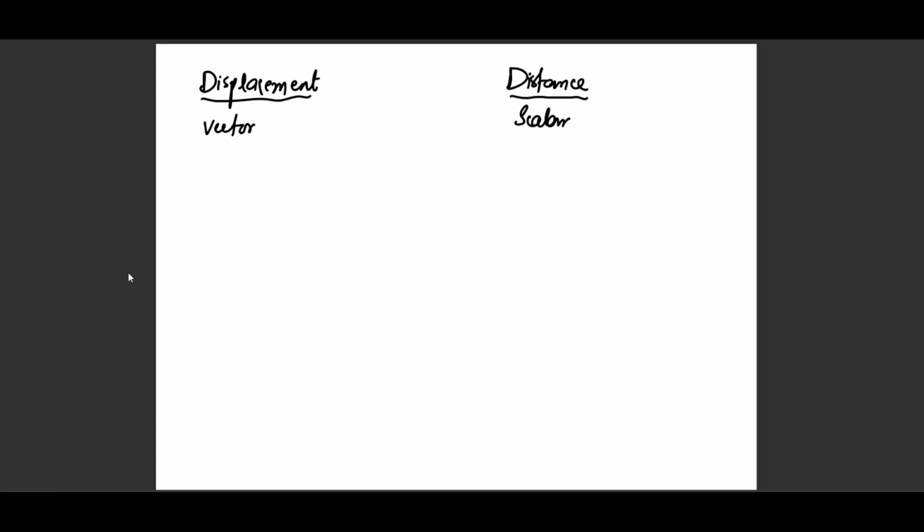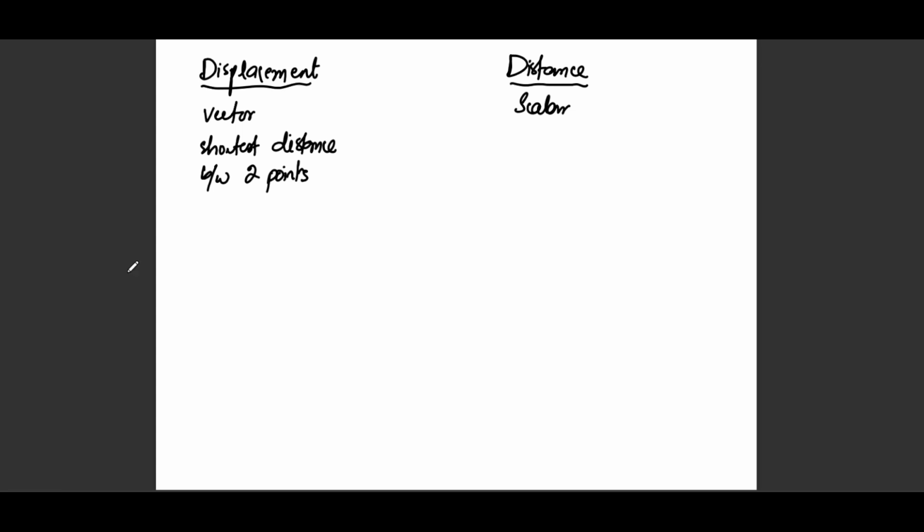Now, the difference between these two are explained in another video. You can go check that out. So, in terms of vector, displacement will be considered as the shortest distance between 2 points, right? Or you can say between your starting point and ending point, wherever that starting or ending point may be in terms of the journey.